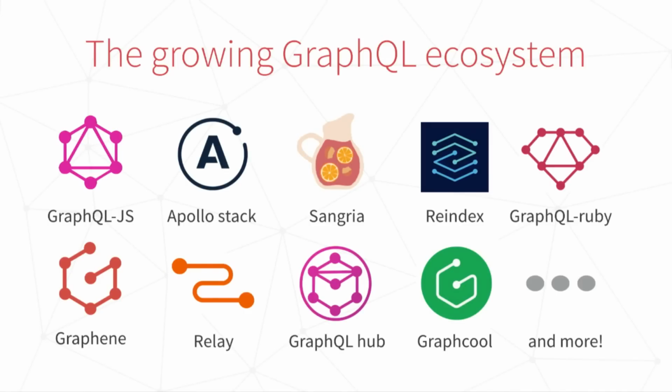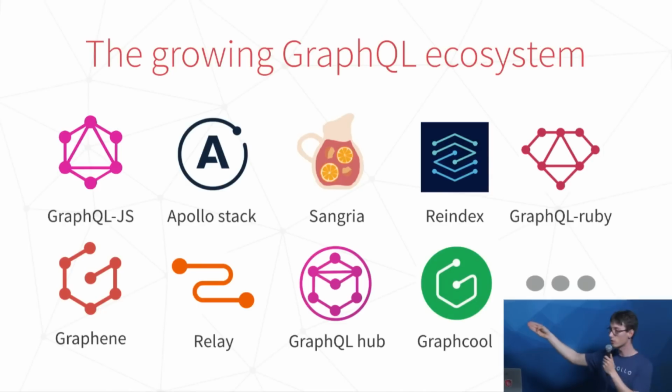And here I've just put a few of the logos. And actually for four of them, we'll have speakers tonight. The first one is going to be Cyrus Akbari for Graphene. Then after him, we'll have my colleague Sashko Stubailo for Apollo Stack. Then we have Joe Savona from Facebook, who will be talking about Relay. And last but not least, we have Clay Alsop, who will be talking about GraphQL Hub.